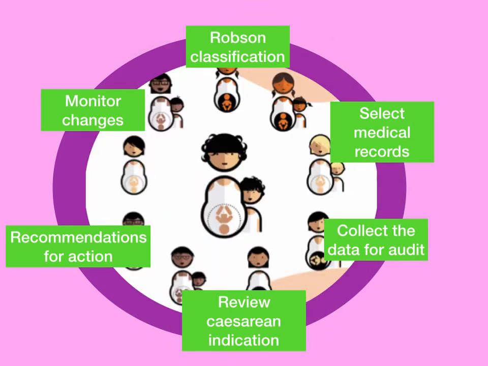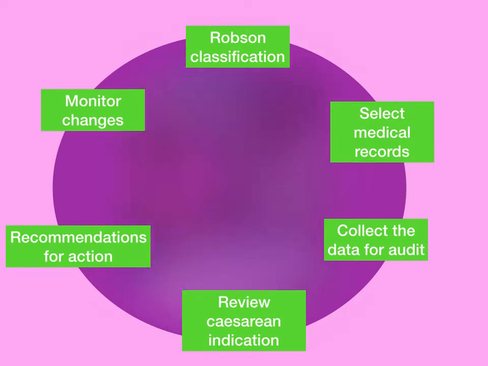Let us now look at each of these steps in detail. The Robson classification allows you to classify women who deliver in your department according to their characteristics such as parity, previous caesarean section, onset of labor, gestational age, fetal presentation and lie, and number of fetuses. The implementation of this classification has been presented in another video which is available on our website.